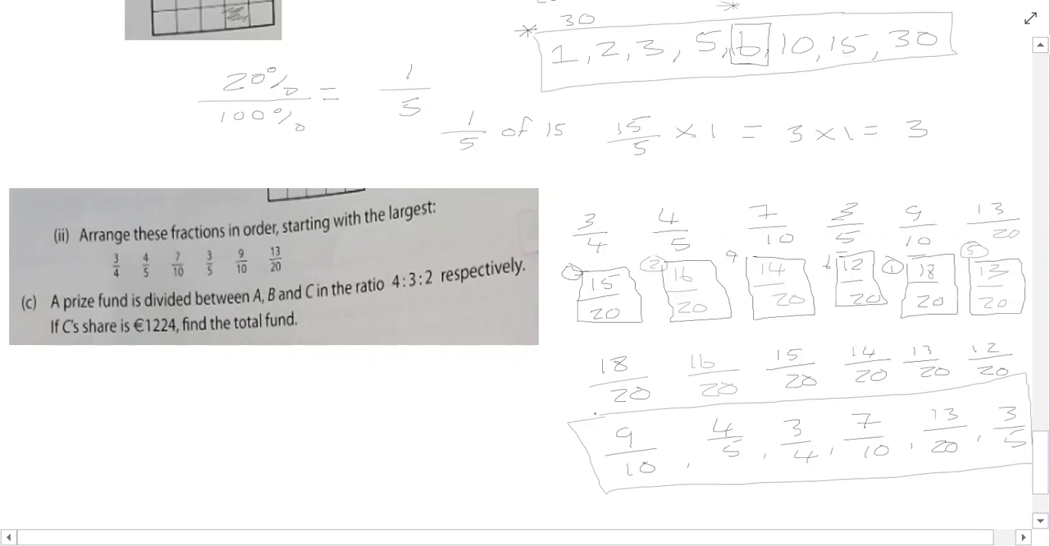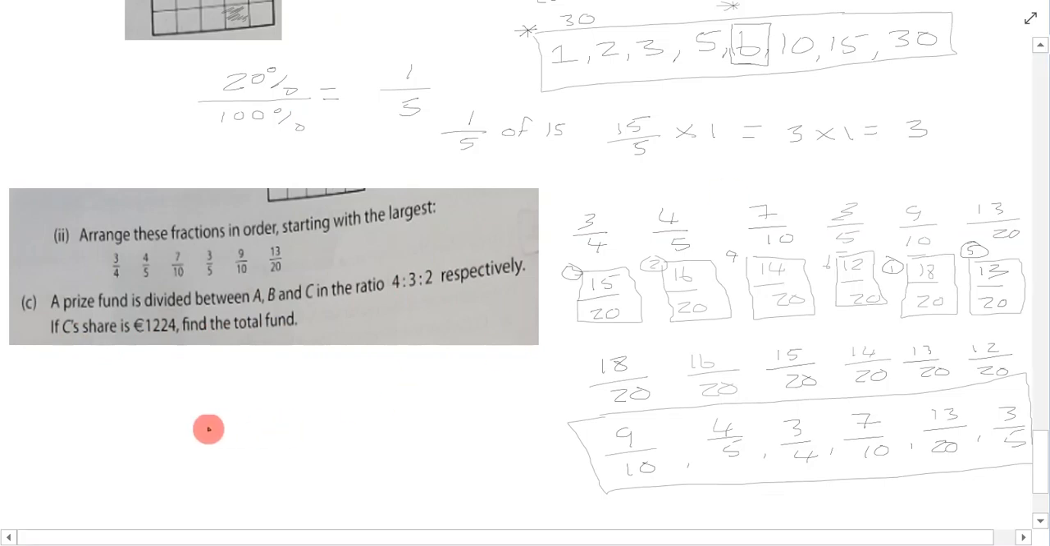So the next part then, what's the next question? And we'll finish this one, and then that will be that first question done. So a prize fund is divided between A, B, and C in the ratio of 4 is to 3 is to 2 respectively. If C's share is 1,224, find the total fund.